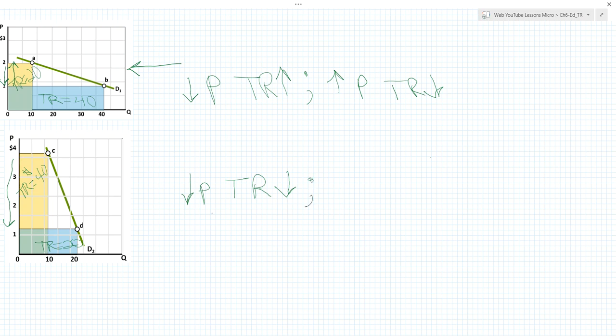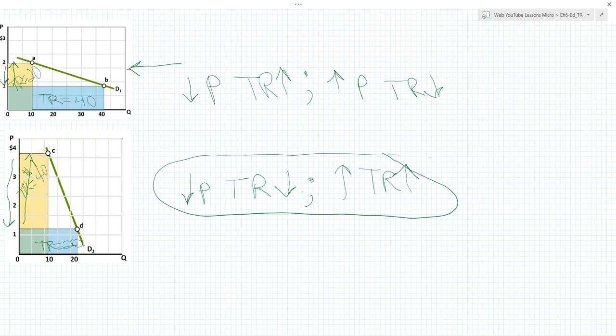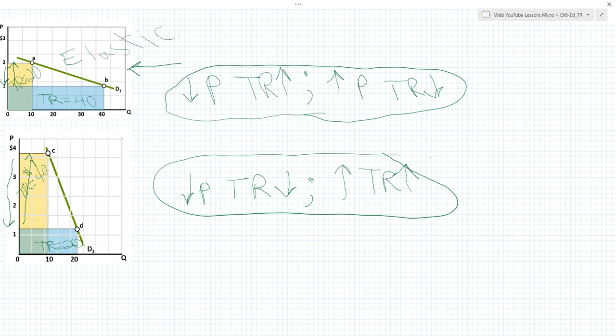Or conversely, we could also say, well, what if we increase the price from $1 to $4? Well, when it was $1, the total revenue is 20. If it's $4, it's 40. So if we raise the price, the total revenue went up. Notice that the scenarios down here with regard to what happens to total revenue when we change the price are exactly the opposite of what they were up here. And the only difference between these two examples is that in the upper example, we had an elastic situation, and in the lower one, down here, we had an inelastic one.